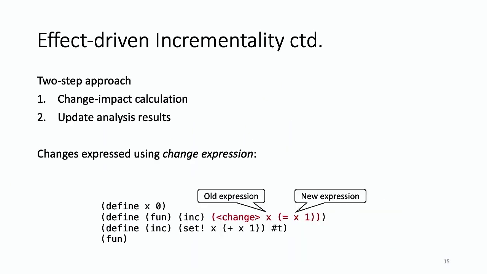And so our previous work on making such an analysis incremental consists of two steps. In the first step, we perform a change impact calculation that detects all components that are immediately affected by a change, and we add them to the work list. And in the second step, we just restart the fixed point computation of the analysis. And we express changes to programs with a change annotation.